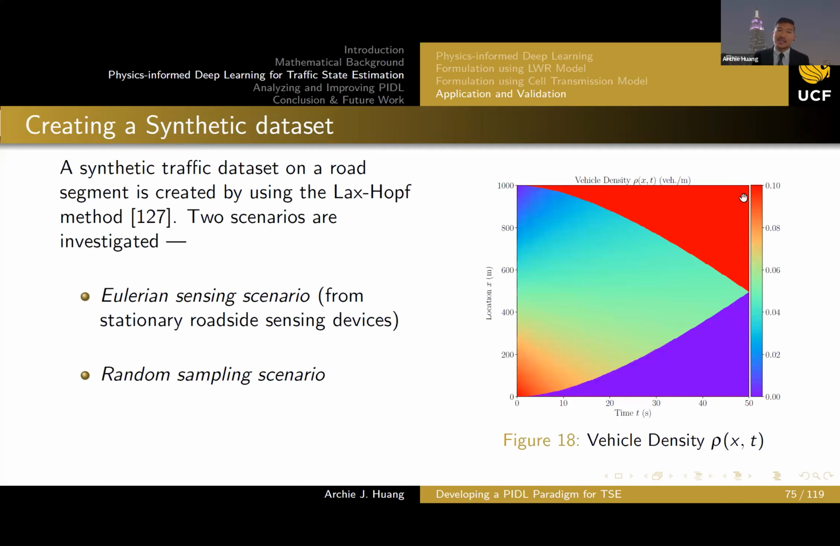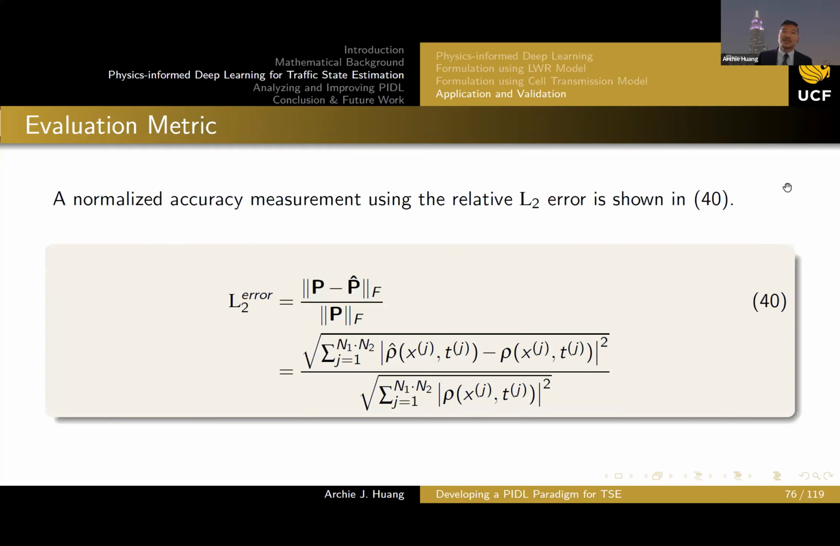In the first case study, let's create a synthetic data set by using the Lax-Hopf method. In this case study, we are investigating two scenarios. The first is the Eulerian sensing scenario, where, from what we just saw in sub-figure C, we use stationary sensing devices. And in the second scenario, we will use randomly selected data and deploy PIDL to estimate the traffic state here. We established this evaluation metric, which is relative L2 error, shown in equation 40 here.